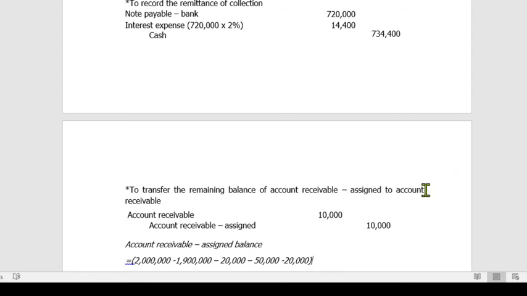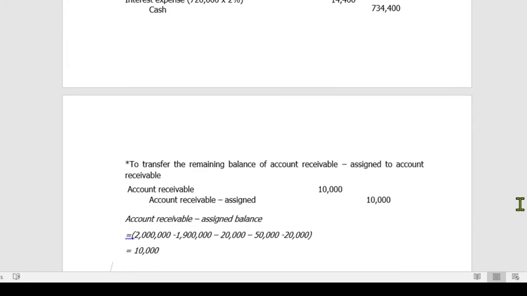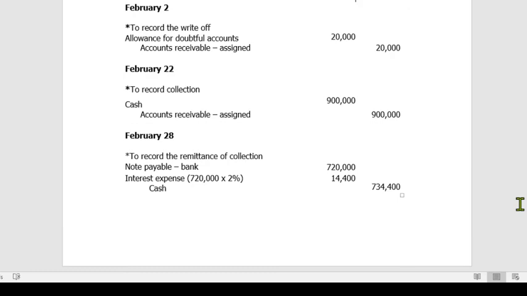Okay. Dahil mayroong hindi pa nakakollect, it is proper dahil tapos na yung assignment to revert back, to transfer the account receivable assigned account to your original account receivable account. So 10,000 na lang yan because 2 million minus 1,900,000 minus 20 minus 50 minus 20,000.